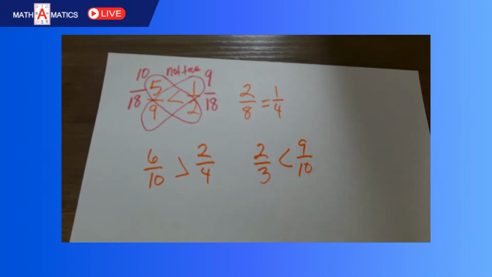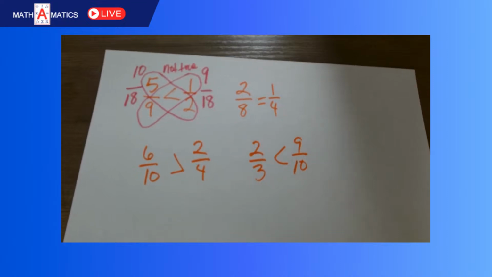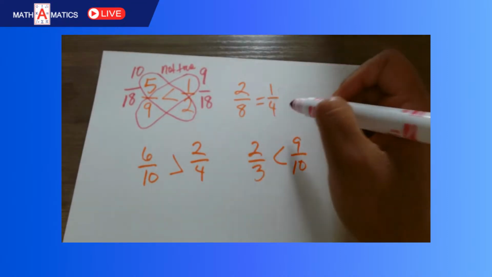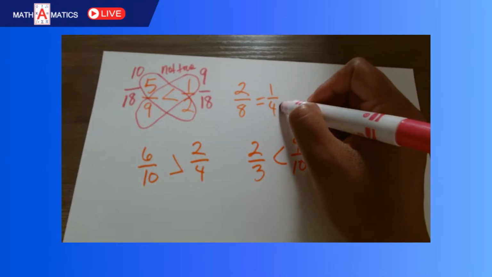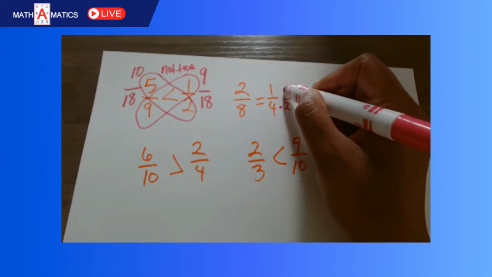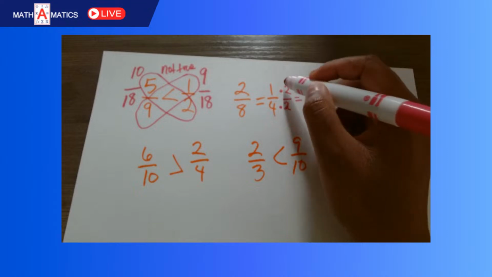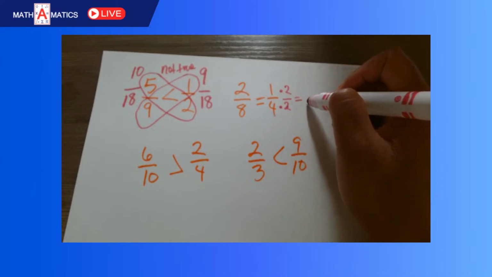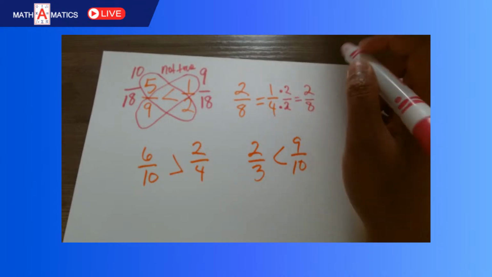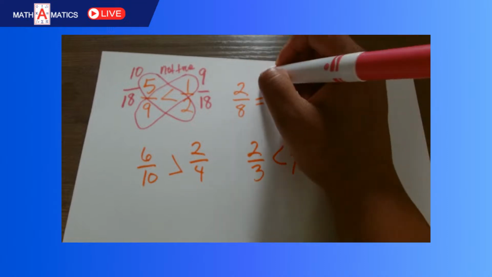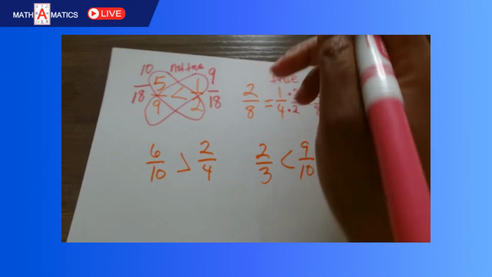We're going to do a different way for the one that's equal. We're going to find the common denominator. So we have 8. Well, we know that 4 times 2 gives us 8. So we can do the same thing. What we do to the bottom, we do to the top. And so we get 2 8s. So they are equal. So this one is true.